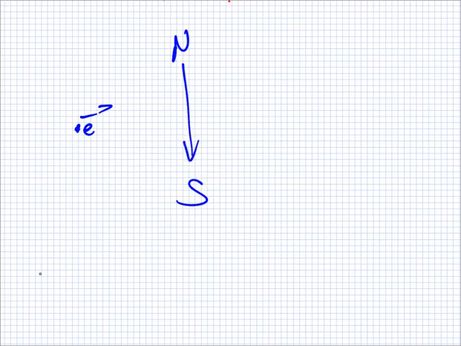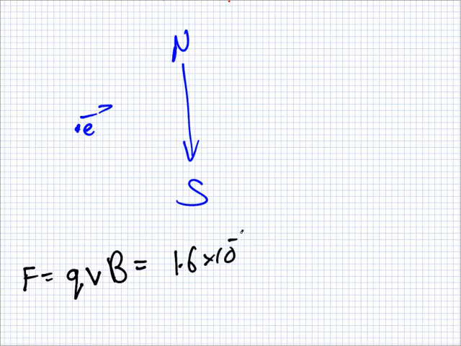Anyways, the formula is F equals q, I've gone back to using small q, q v B. What's the q? Is it an electron or a proton? I guess it doesn't matter. It's an electron. So that's 1.6 times 10 to the minus 19.